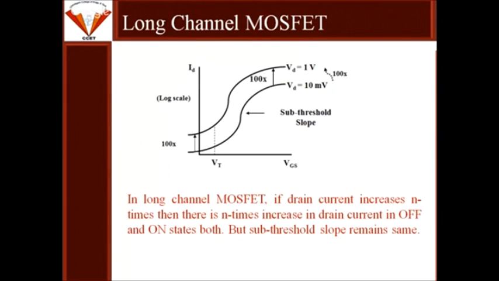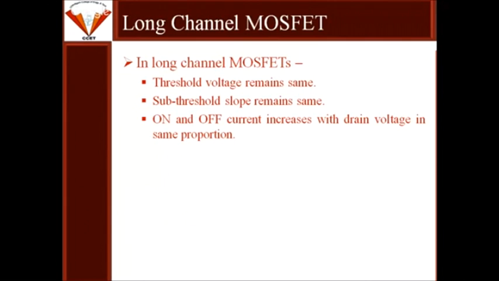So you can think also that the subthreshold slope also remains same. It means the whole of the curve will be shifted upward without any significant change. Same off current will be there, same on current will be there, and same subthreshold slope will be there. So in long channel MOSFET, you can think of the characteristic is like threshold voltage remains same, it is not changing. Subthreshold slope remains same. On and off current increase with the drain voltage in same proportion.